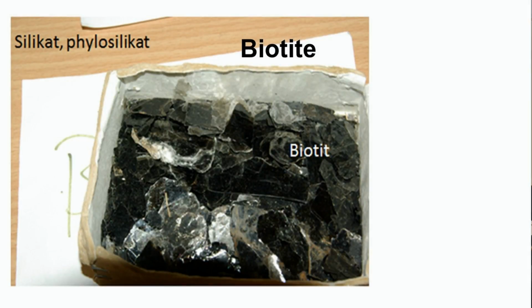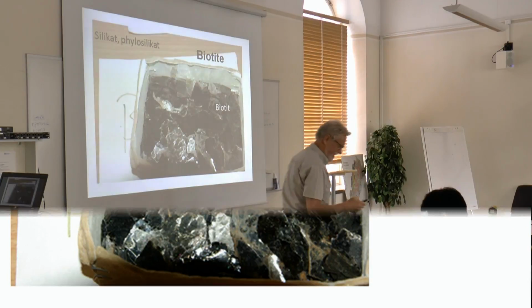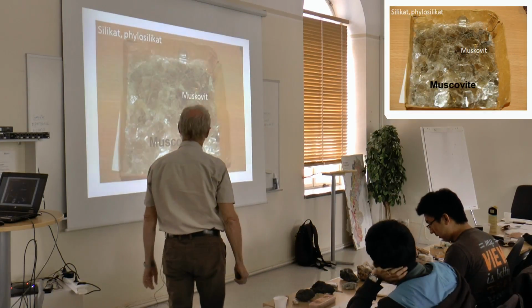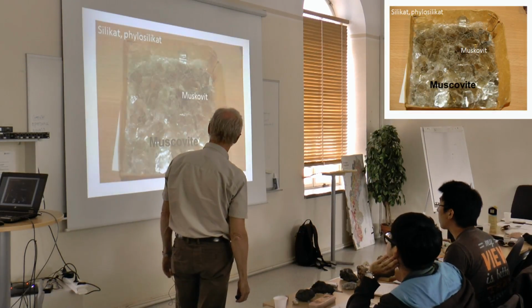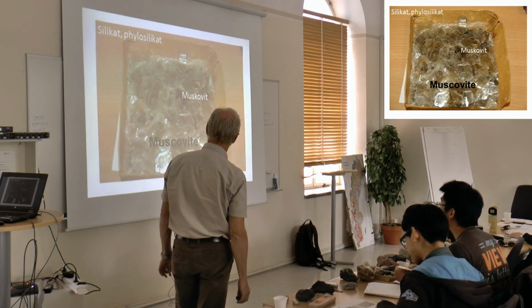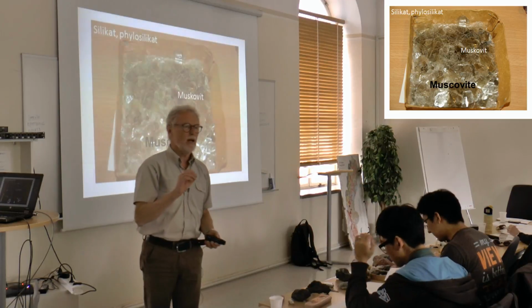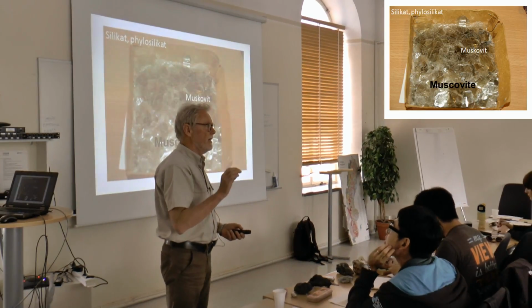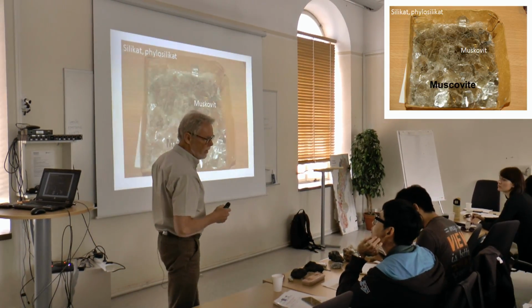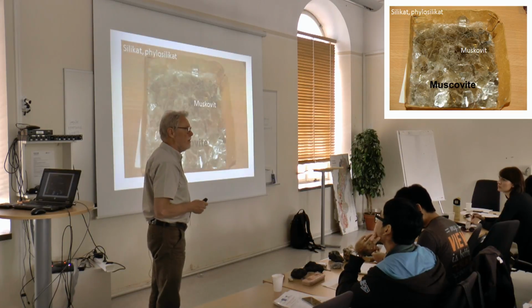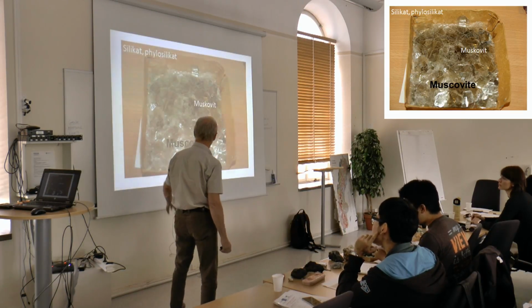It's this mica, black mica. And we also have this white mica. It's muscovite, as you can see. I think they have been using this as a filler material in different industrial processes. Not the black mica, but the white mica.